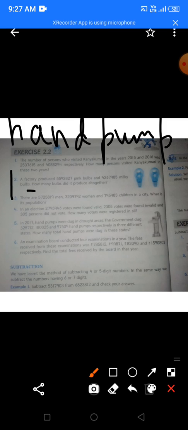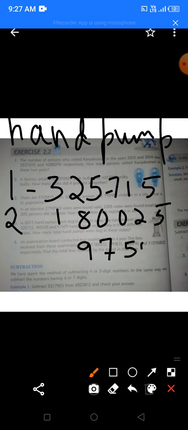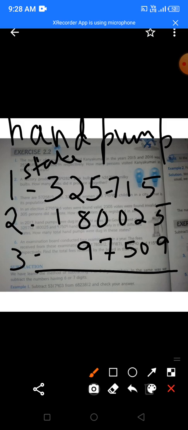So first state, how much? 32 lakhs. No, it is 3,25,750. And in second state it is 1,80,025. Then you have 97,509. And then you will add it, okay? So these are the first state hand pumps. You will write hand pumps in first state, second state and third state, okay? So here you will write state. Everywhere you will write state, okay? So hand pump in first state, hand pump in second state, hand pump in third state. Then you will start adding it up, okay children?